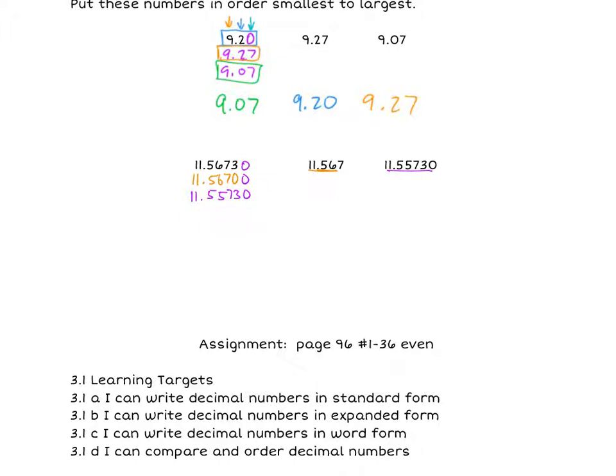First step says look at the number to the left. They're all 11s. Second step, look at the first decimal place. They're all 5s. Look at the next decimal place. Oh, hey, we've got two 6s and a 5 here, so this must be my smallest, 11.5573. Then I look at the next place value. Those are both 7s. And I look at the next place value here, a 3 and a 0. So this would be my next biggest. And finally, my biggest.